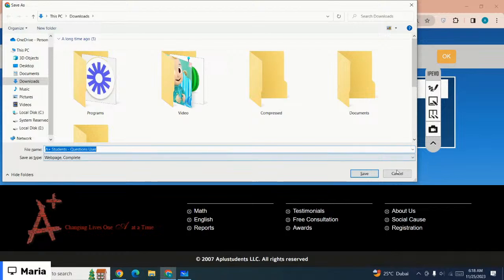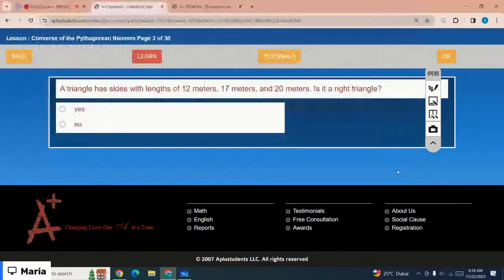Which is the correct option? The correct option is no, right? This is not a right angle triangle.